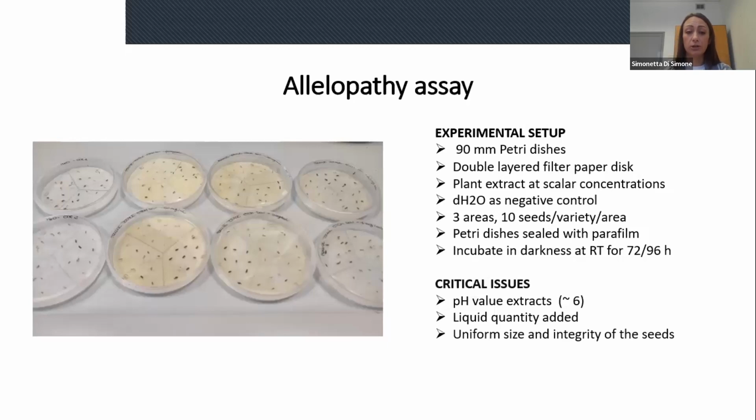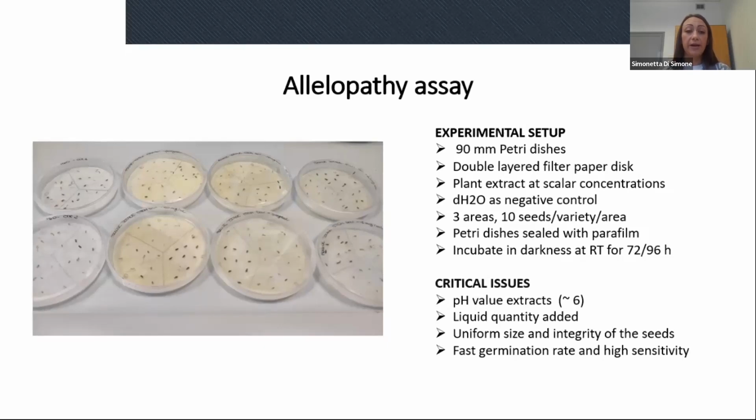Also, the selection of the seeds during the process of sowing. So we should choose seeds that are uniform in size and intact. And also the selection of the variety used for your assay is very important. And you should select seeds that represent a fast germination rate and high sensitivity.